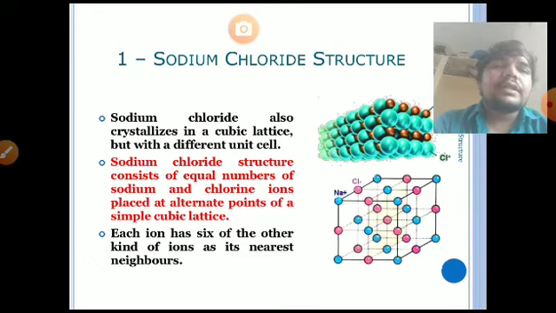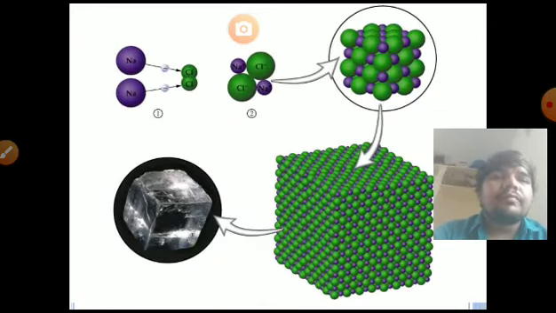Each ion has 6 of the other kind of ions as its nearest neighbors.